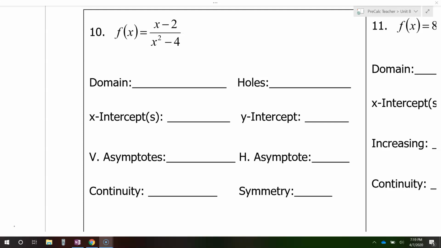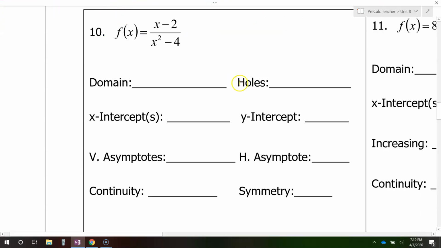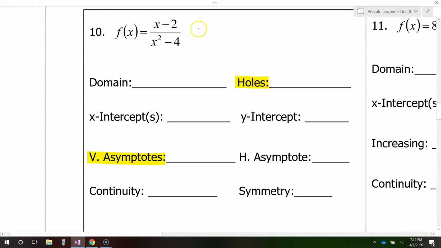The domain depends on whether or not you have any holes or vertical asymptotes. So before I look at what the domain is, I'm going to start by figuring out are there any vertical asymptotes and are there any holes? Then I'll come back to the domain. To answer that question, it's helpful to write this function in factored form.